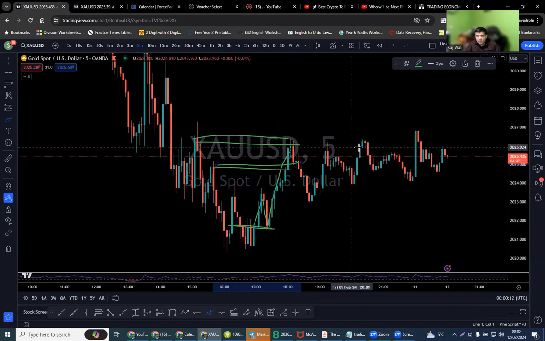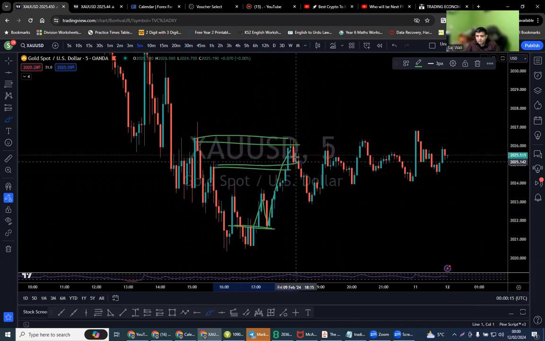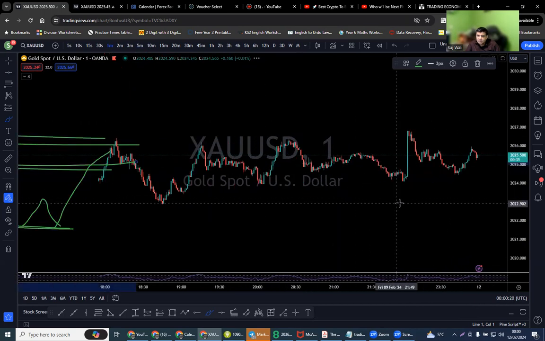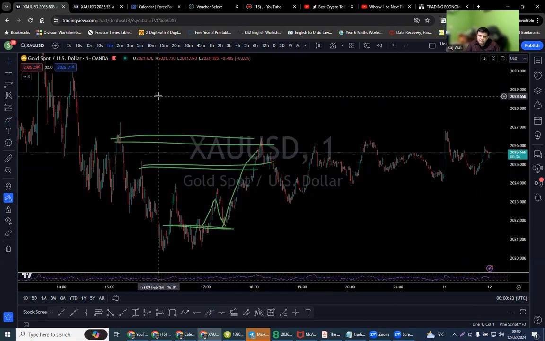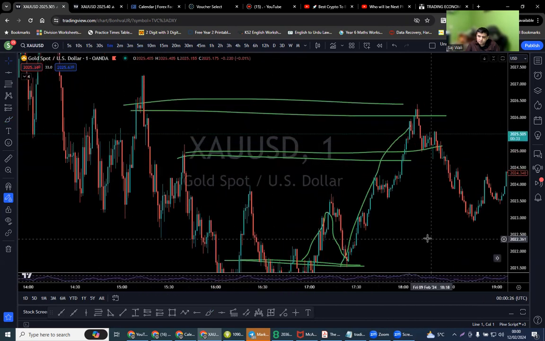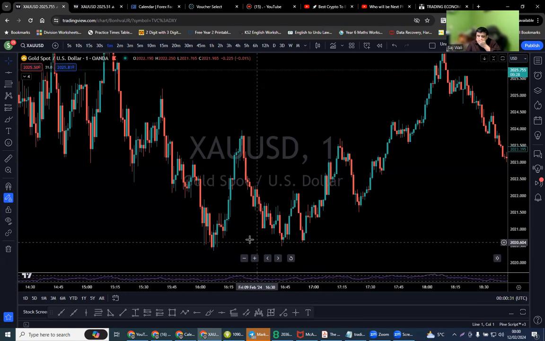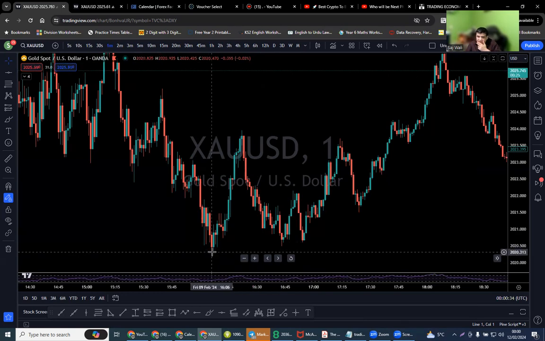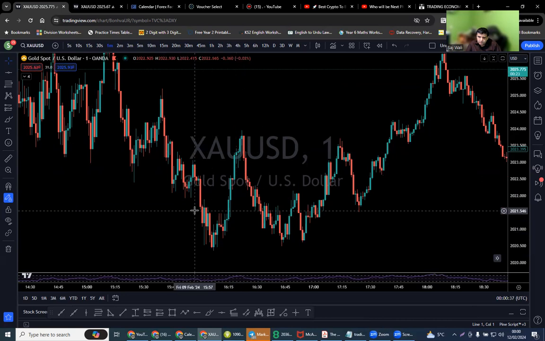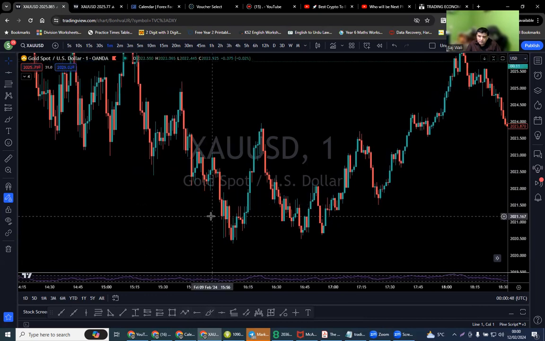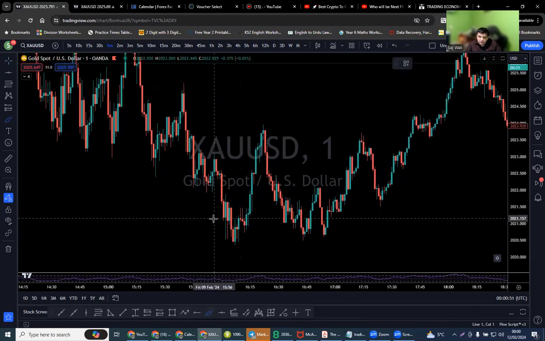And now the market is ranging. Going into 1 minute, see how the market behaved in 1 minute. It's on a level to the upside from here. See how the market created liquidity here in 1 minute. 1, 2, 3, 4 candles. These 4 candles were broken to the downside.